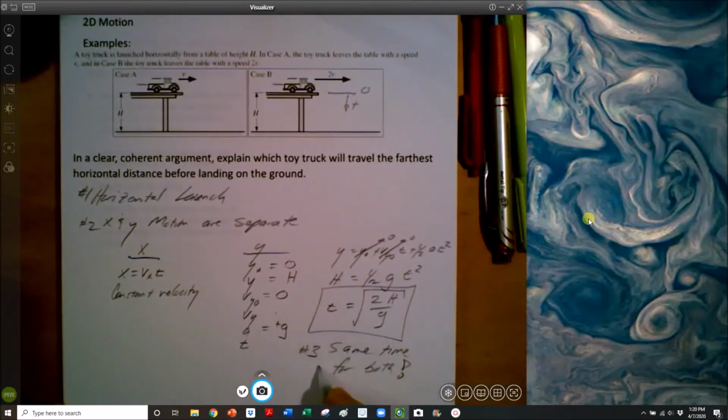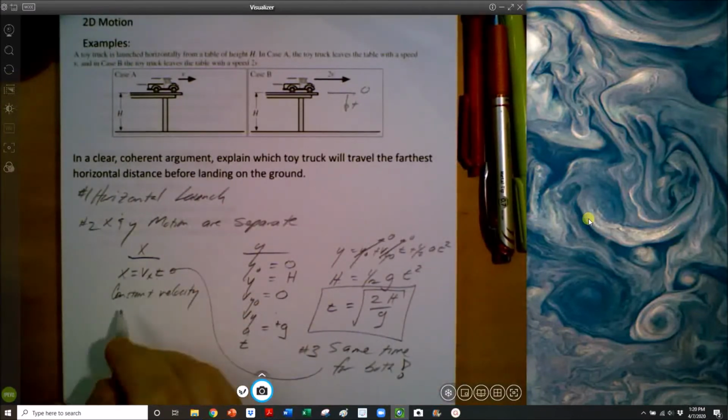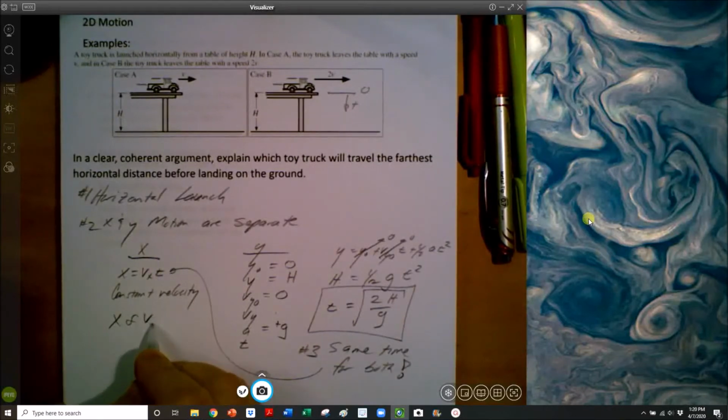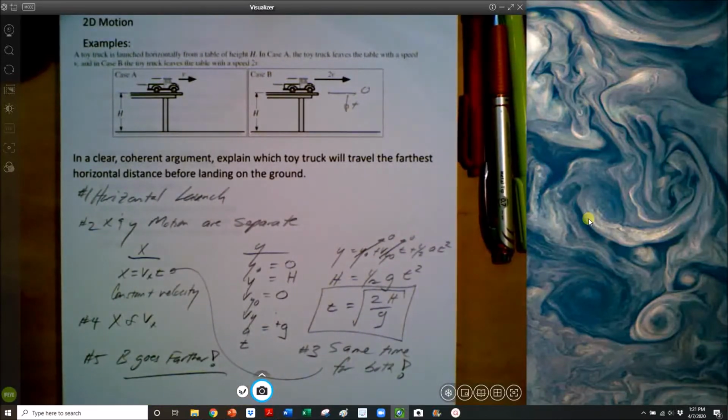If they have the same time to hit the ground, then the one that goes the fastest will go the farthest because x is proportional to v. Since the time is the same, all that matters is how fast they're going. B is going faster. So this is number 4 important thing, and number 5 is our answer. B goes farther. Now we have to put this into a written argument.